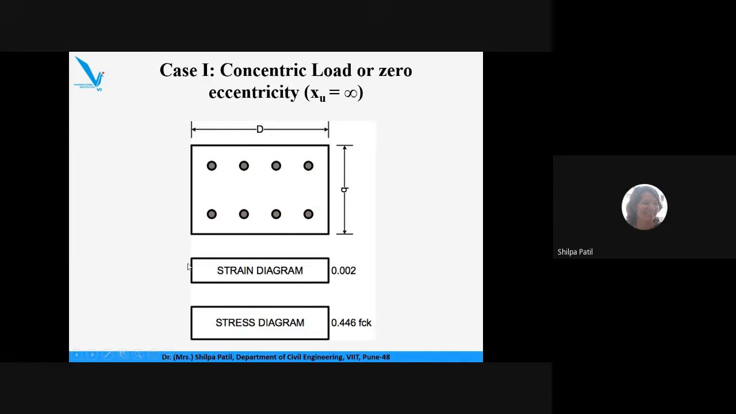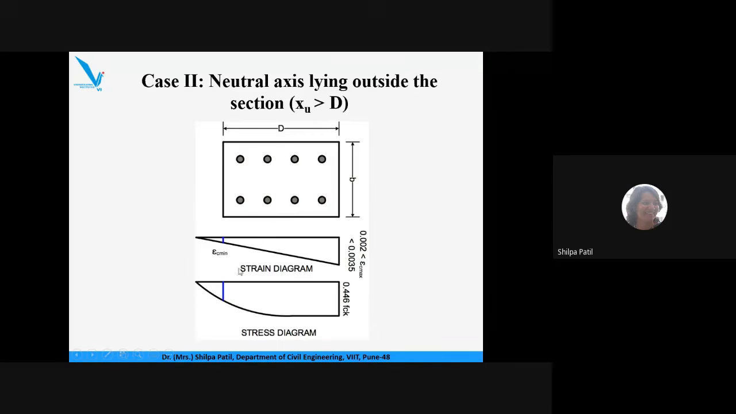So the strain diagram you can find out is like a rectangle. It is uniform throughout the depth of the section. And that strain value is taken as 0.002 as mentioned in the assumption given by the limit state method for collapse due to compression. Okay, the maximum strain in the extreme fiber is taken equal to 0.002 under compression. The stress diagram will also be uniform and the maximum stress is considered as the stress in concrete, which is 0.446 FCK.